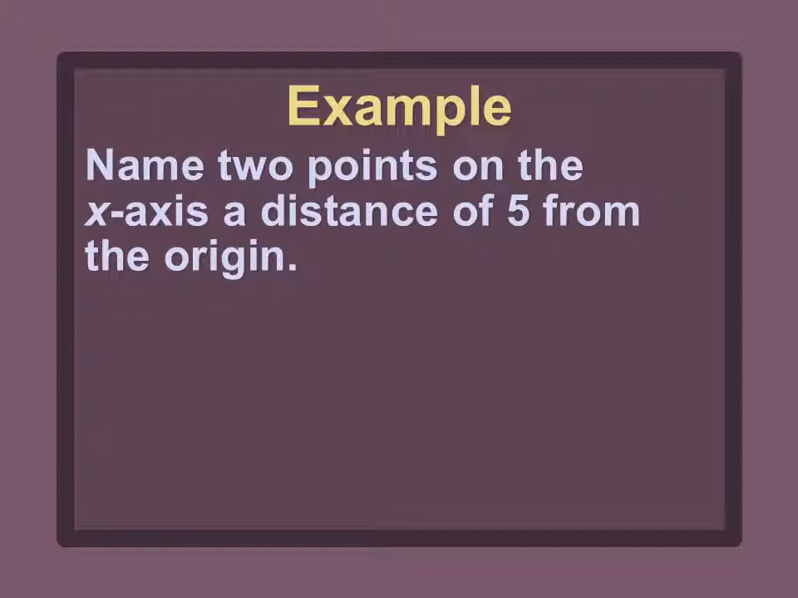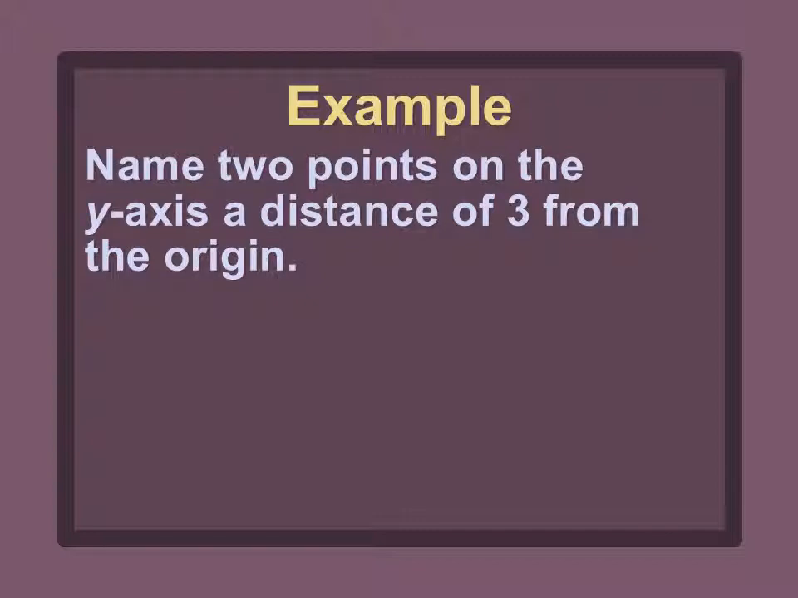So now we have the question, name 2 points on the x-axis, a distance of 5 from the origin. So they have to be on the x-axis, which means your y is going to be 0, and they have to be 5 away from the origin. So the first point would be 5, 0, but you can also have the point -5, 0, because that's still 5 away from the origin.